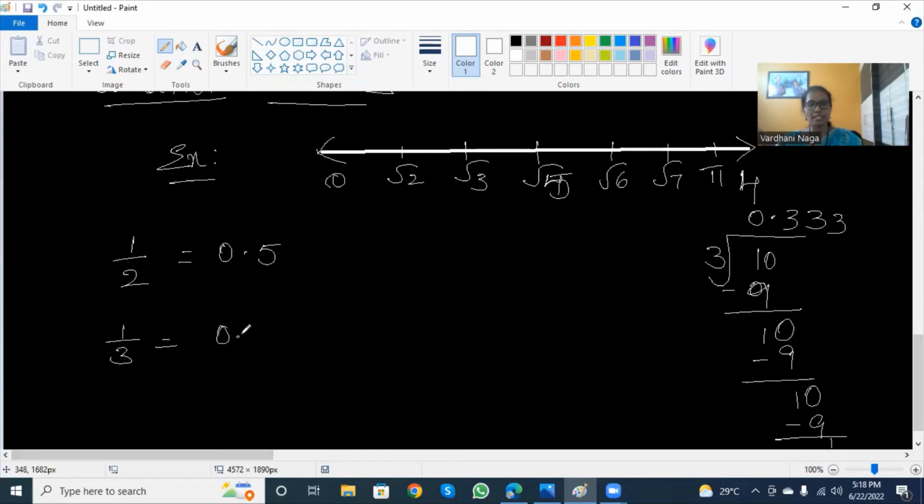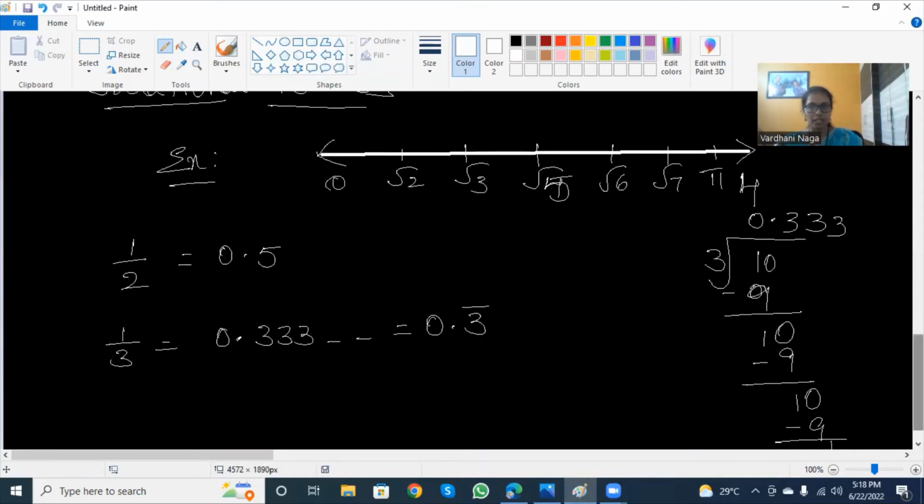So what do we represent here? 1 by 3 as 0.333, and so on. That is equal to 0.3 bar. So whatever decimal is repeating, on top of it we can mention a bar. If we put a bar on a number, it's nothing but the 3 is repeating. Okay, this is the repeating decimal.